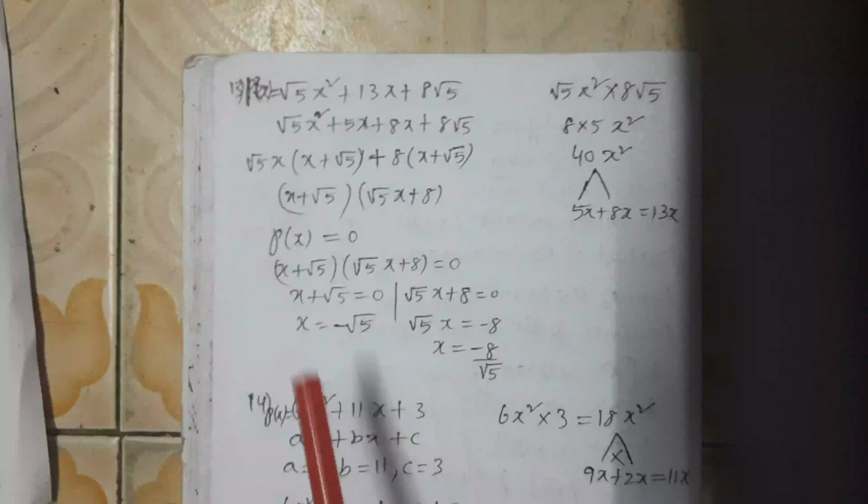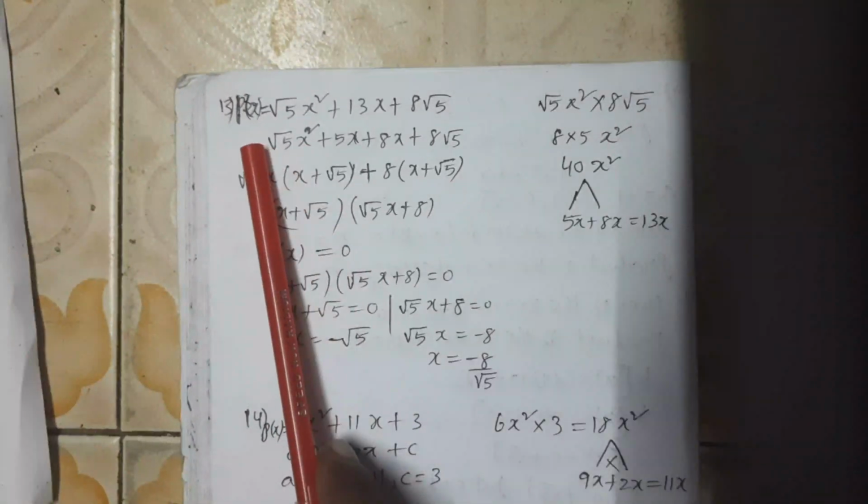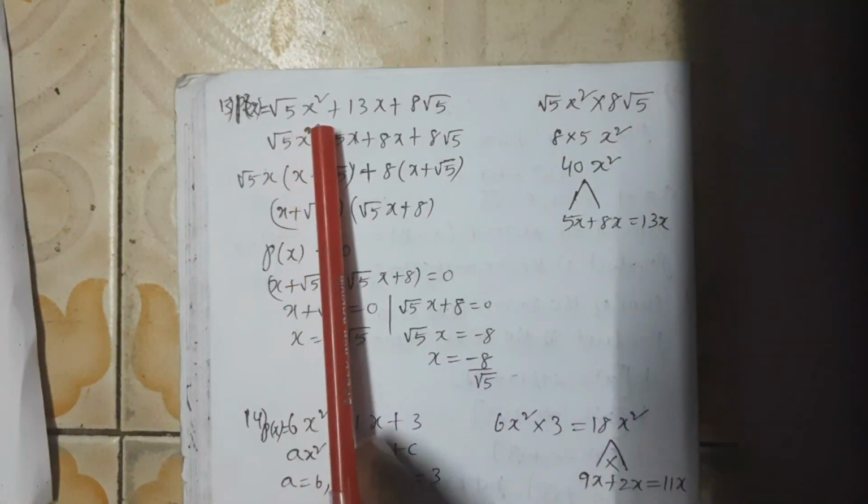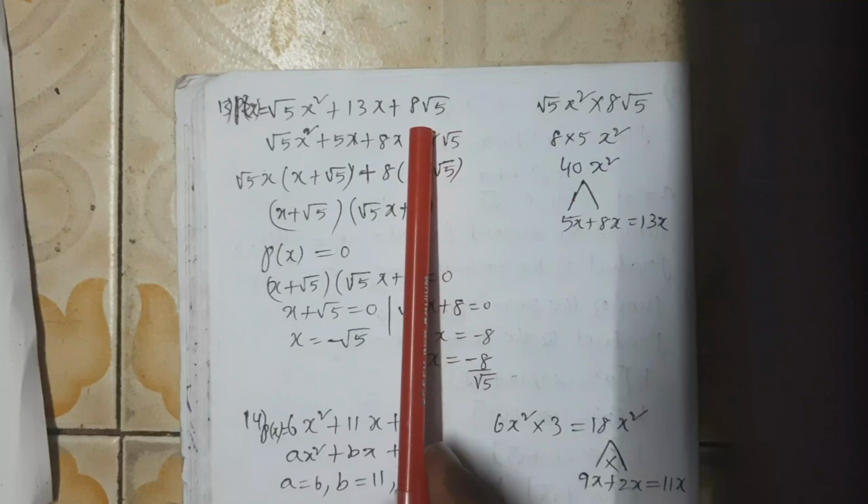See children, 13th. This is the last 2 marks question. Find the zeros of the quadratic polynomial root 5x square plus 13x plus 8 root 5. So that is the question. Answer: P of x is equal to root 5x square plus 13x plus 8 root 5.